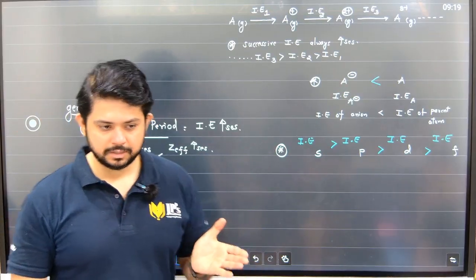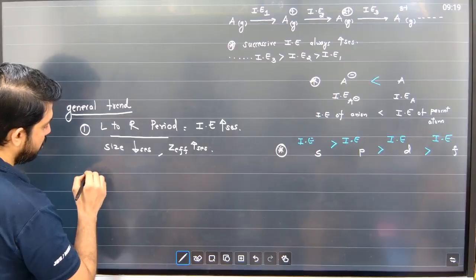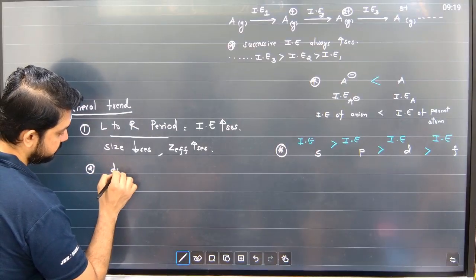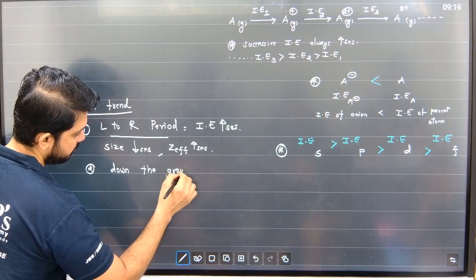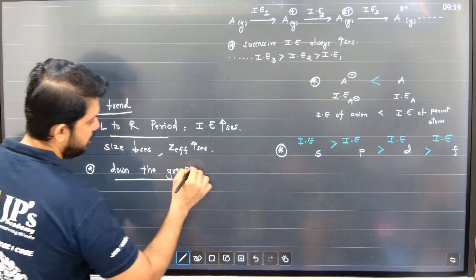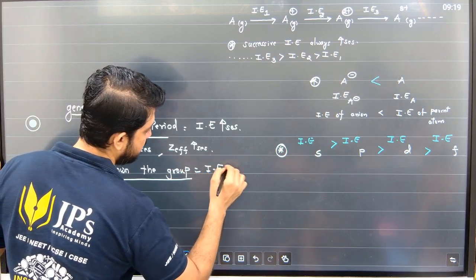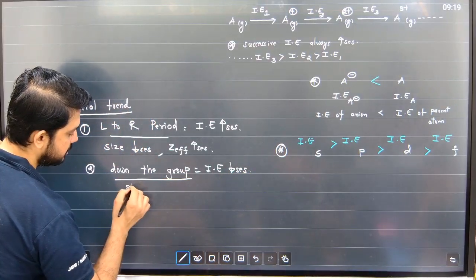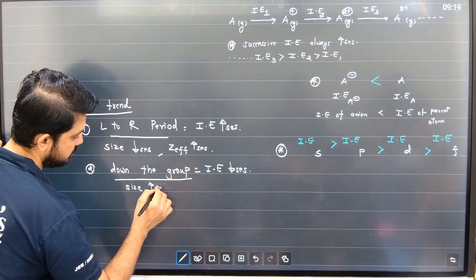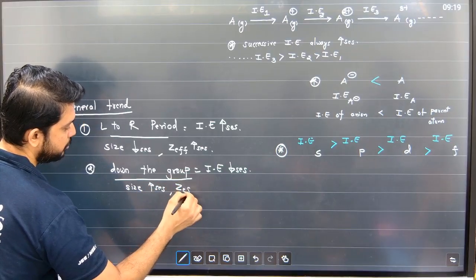Getting that? ठीक है. I think basic ही कर रहे हैं अभी तक. What about down the group? Decreases. Ionization enthalpy or ionization energy decreases. Why does it decrease? Because what happens to the size? Size increases. Yeah, effective nuclear charge बोले तो.